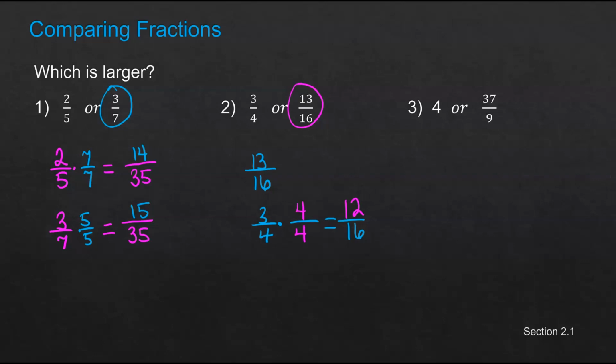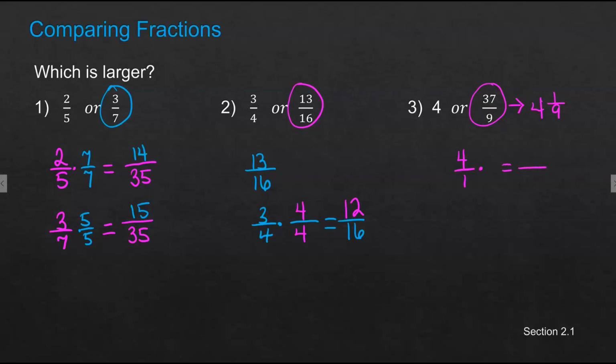The next one is 4 or 37/9. There's more than one way to do this one. So we could write 37/9 as a mixed number. Well, 9 goes into 37 4 times with 1 left over, so 4 1/9 would be the larger one. So notice I had already circled, I'll just leave it circled. That's the larger one.